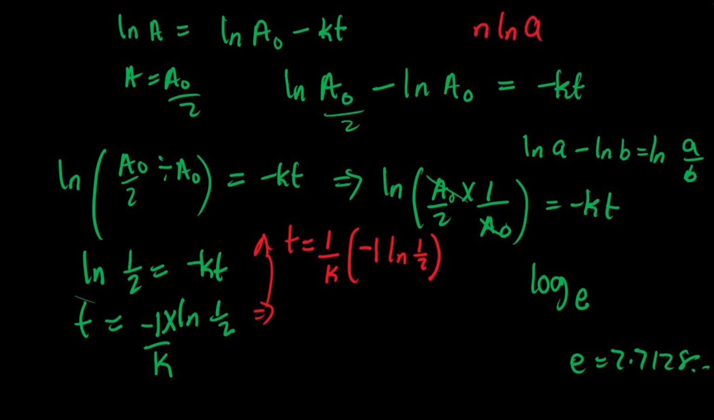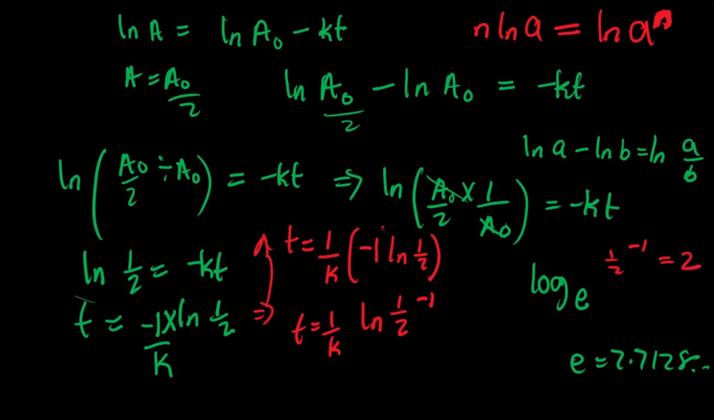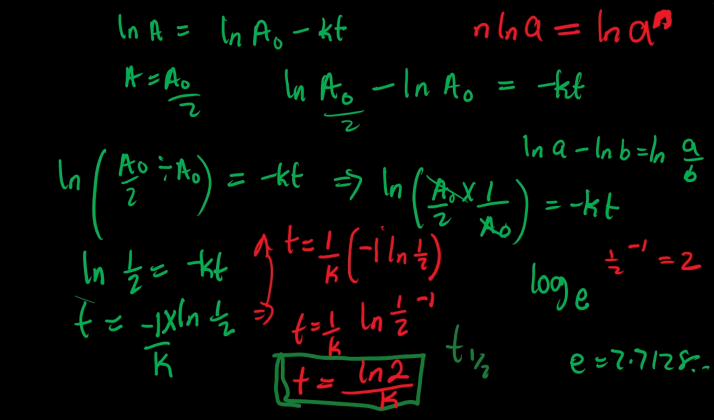Now when we have n ln a, it's the same thing as the natural logarithm of a raised to the power of n. Applying that here, we would have t equal to 1 over k natural logarithm of 1 over 2 raised to the power of minus 1. Now 1 over 2 raised to the power of minus 1 is equal to 2. So t is equal to natural logarithm of 2 divided by k. This is the half-life for a first order reaction. It's represented as t subscript 1 over 2.